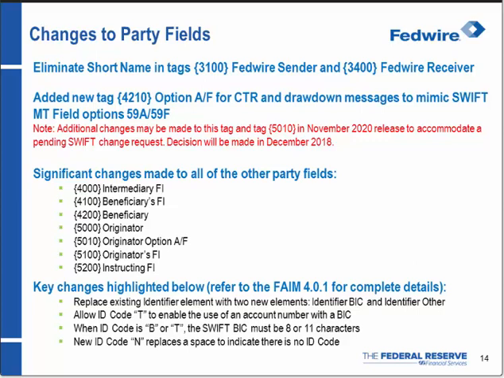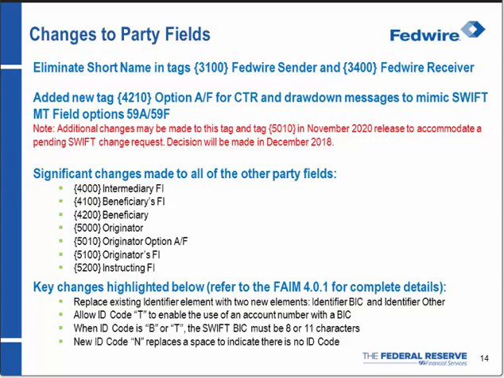We also made significant changes to all of the fields listed here on the slide from tags 4000 through 5200. There are too many changes to really go over in this deck, so what we tried to do is summarize the key changes at the bottom of the slide, but to really get a complete view of all of the changes to these fields, you will have to refer to the FAIM document for complete details.